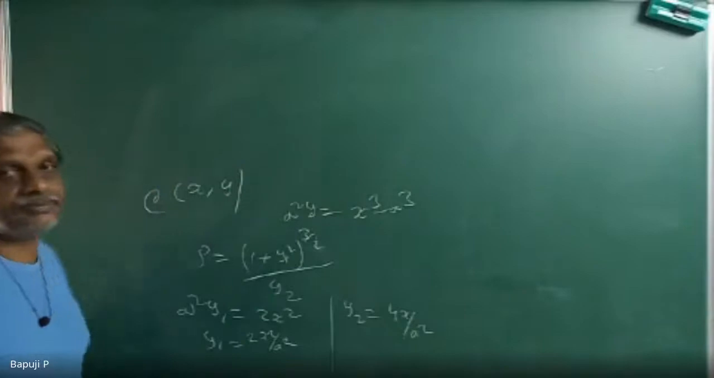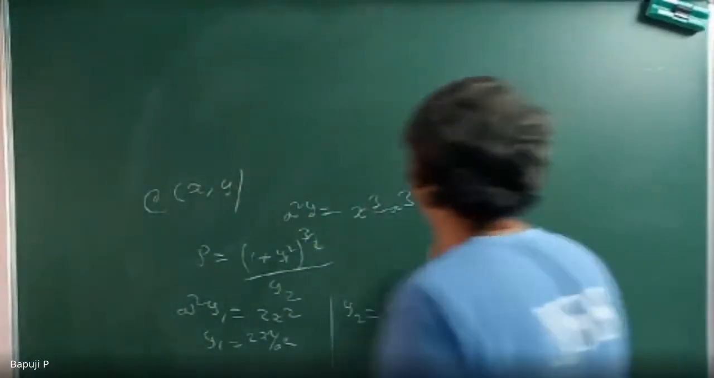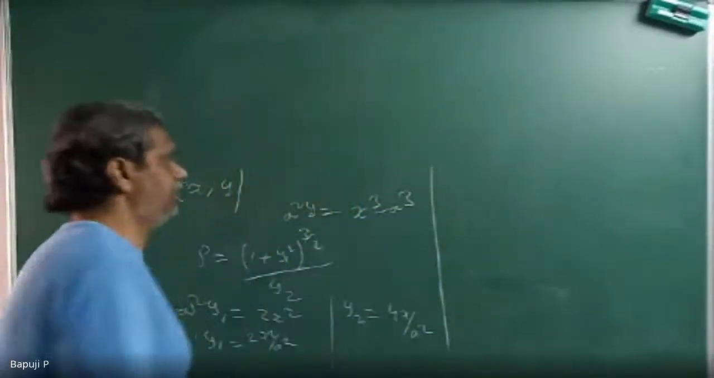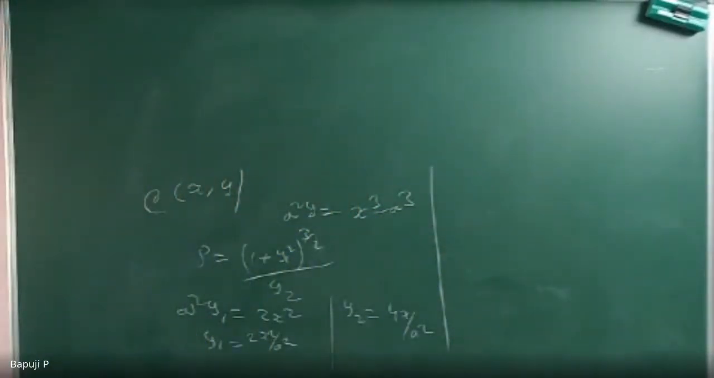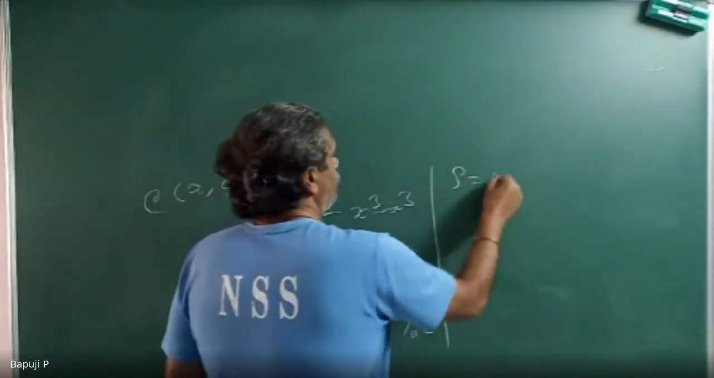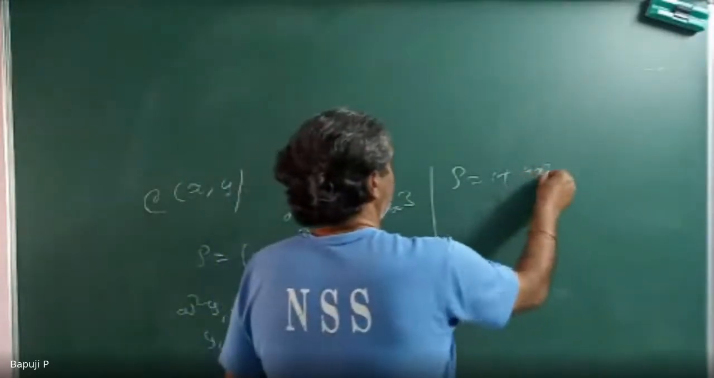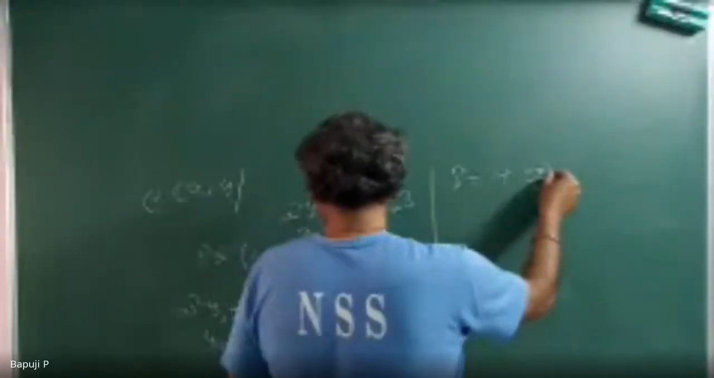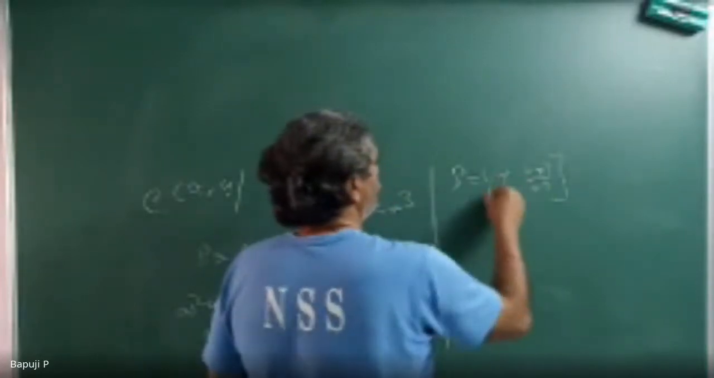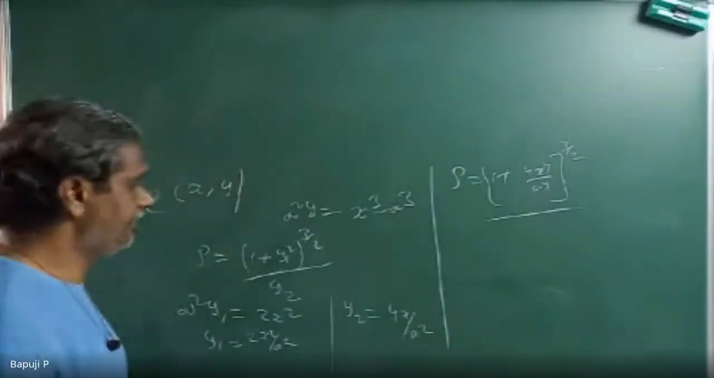Go back and substitute it. Then what will you get, tell me? What is the formula? 1 plus y1 square whole power 3 by 2 divided by y2. y1 square, y1 is 2x square by a square. Whole square means what you will get? Rho is equal to 1 plus y1 square, which is 4x to the power of 4, a power 4, whole power 3 by 2 divided by y2 is what?